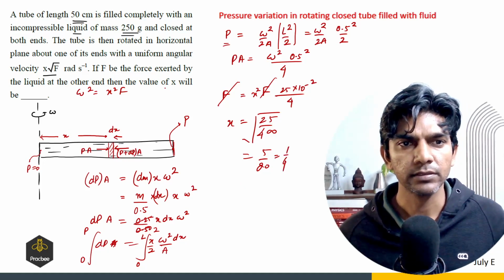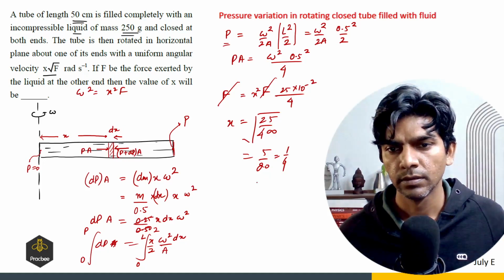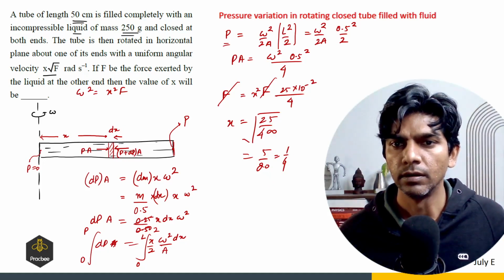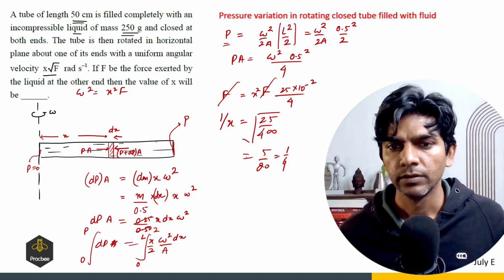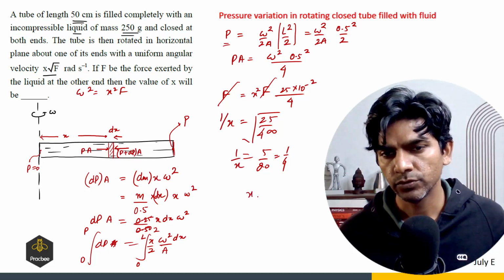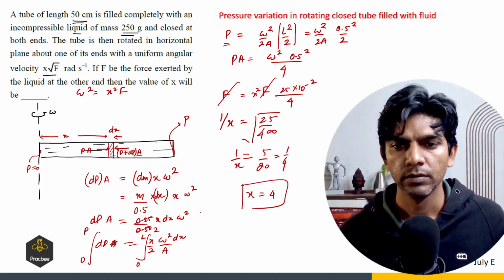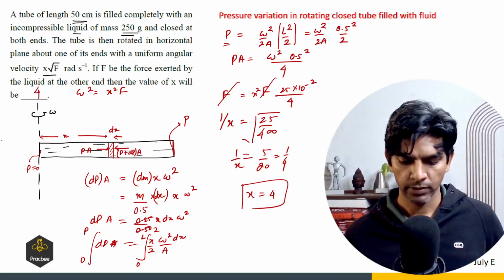The value of x, sorry, this is 1 by x, right? So 1 by x will be 1 by 4. So x comes out to be 4. So 4 is the answer of this question.